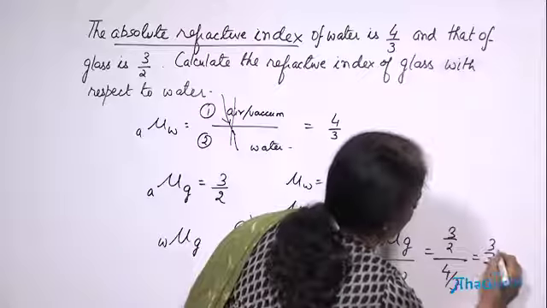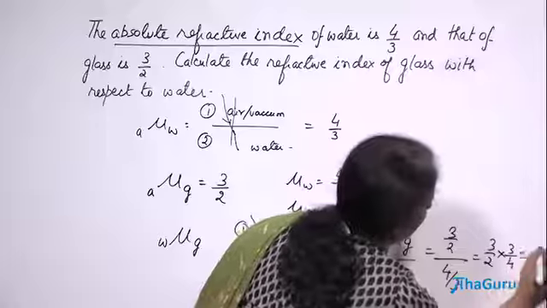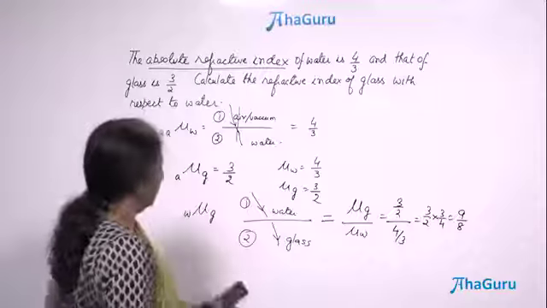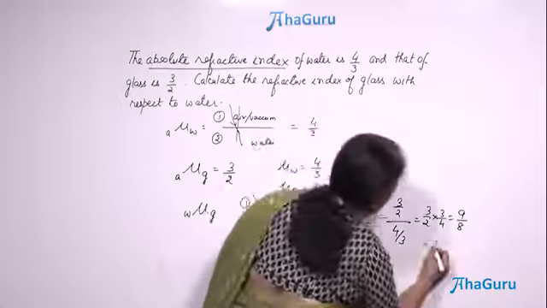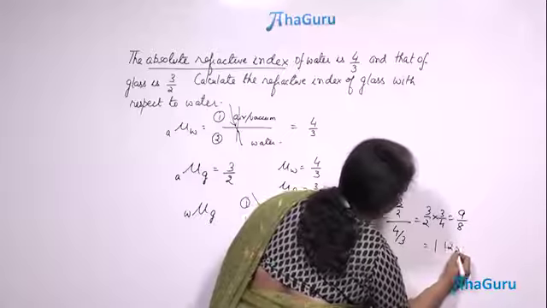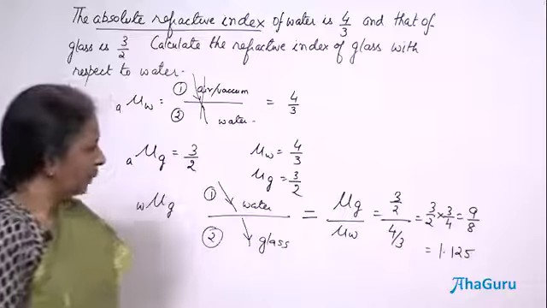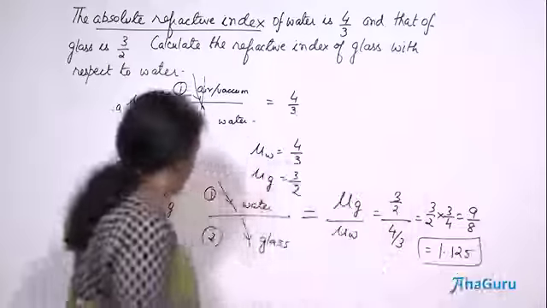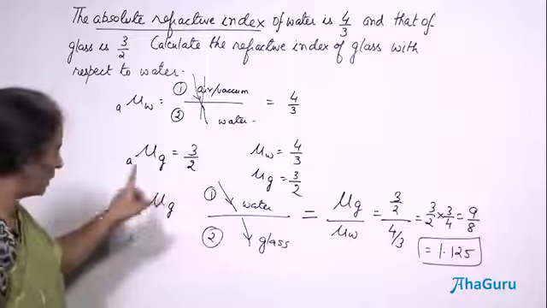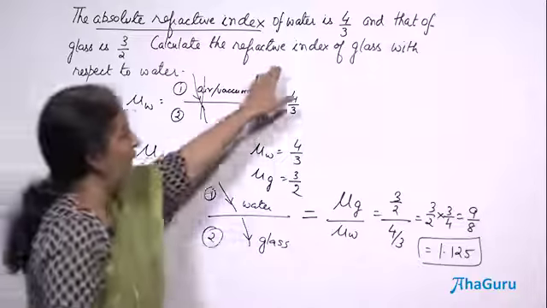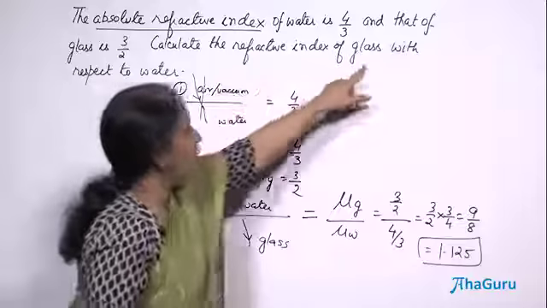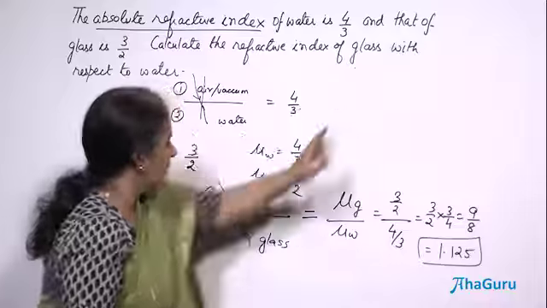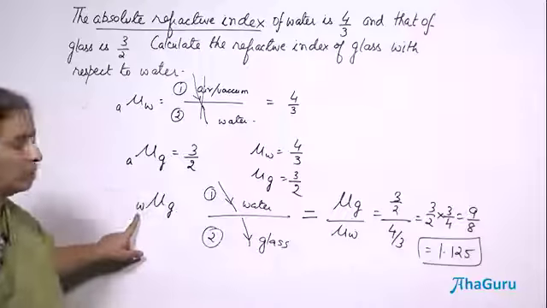So, 3/2 into 3/4, which is 9/8. Maybe you can convert in decimal also, turns out to be 1.125. Okay. So, this is the answer for this question. This is the refractive index of glass with respect to water. So, always the way it is written, understand, refractive index of glass with respect to water. The first medium is written here, the second medium is written in the front.